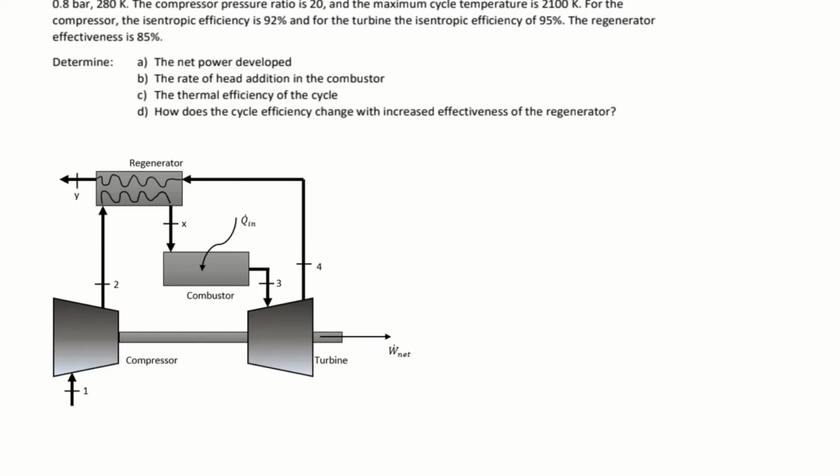So the question asks, air enters a compressor of a regenerative air standard Brayton cycle with a volumetric flow rate of 60 meters cubed per second. So that's V dot 1 equals 60.